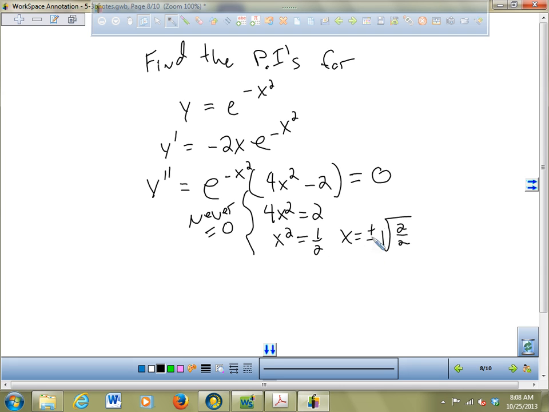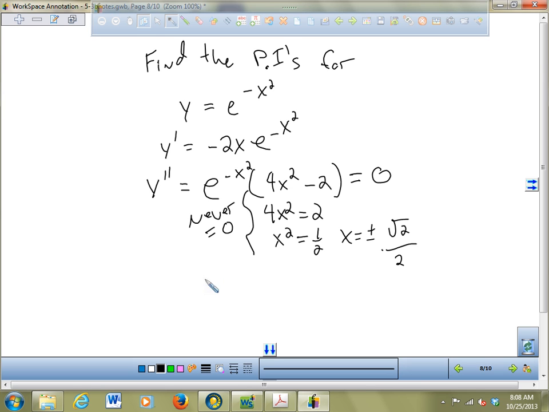Root of 2 over 2. Sorry, not the whole thing in brackets like that. It's root of 2 over 2. So why is it root of 2 over 2? Because it's the square root of 1 over the square root of 2, and then if I rationalize it, it comes out to that. Okay?